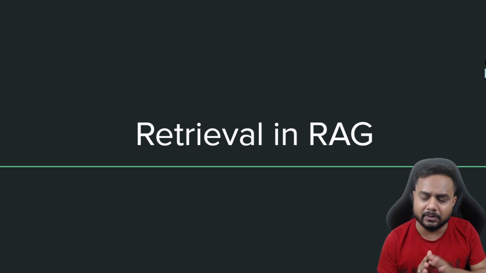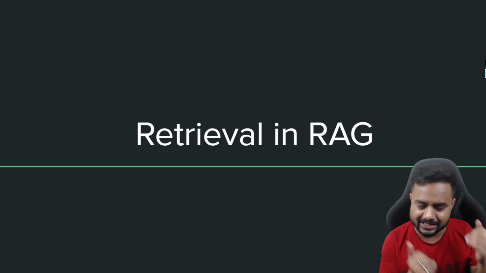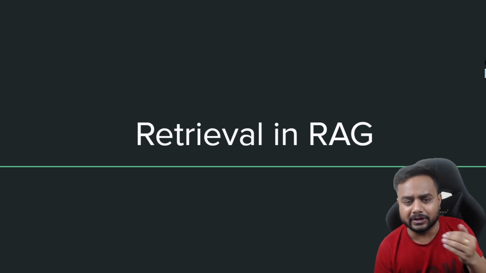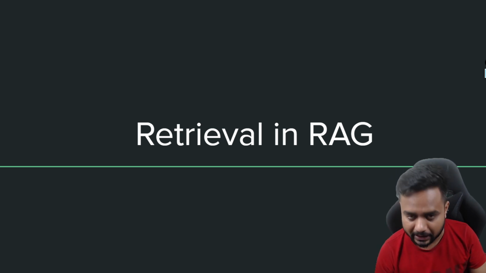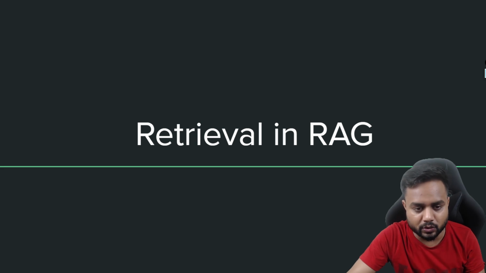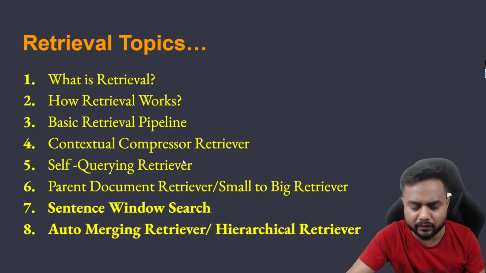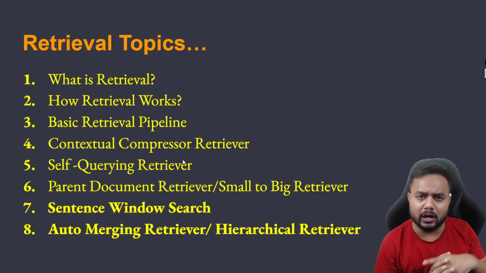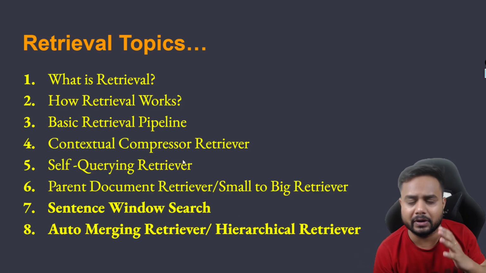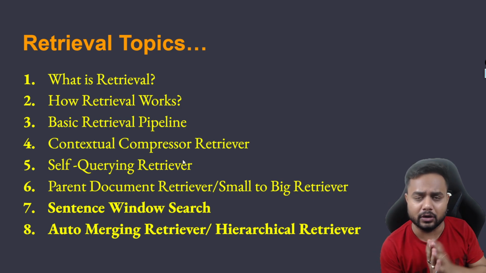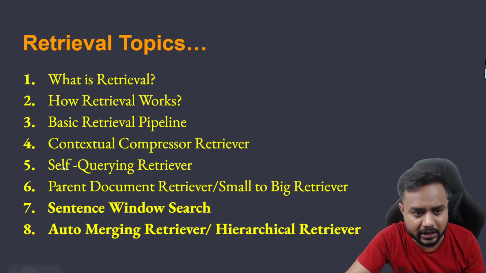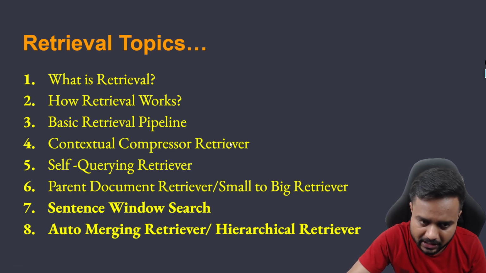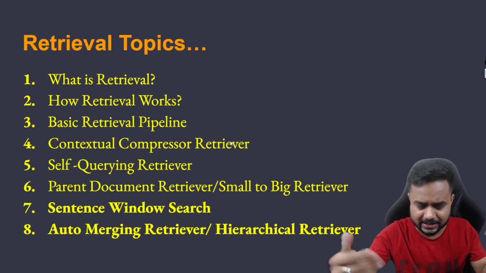So first of all, let me introduce the complete syllabus which I have created with respect to this retrieval technique. Here you can see I kept a couple of important retrieval techniques which will help you a lot whenever you are going to create any kind of RAG system and architecture. The first technique is the contextual compressor retriever, which I already implemented, as I told you.